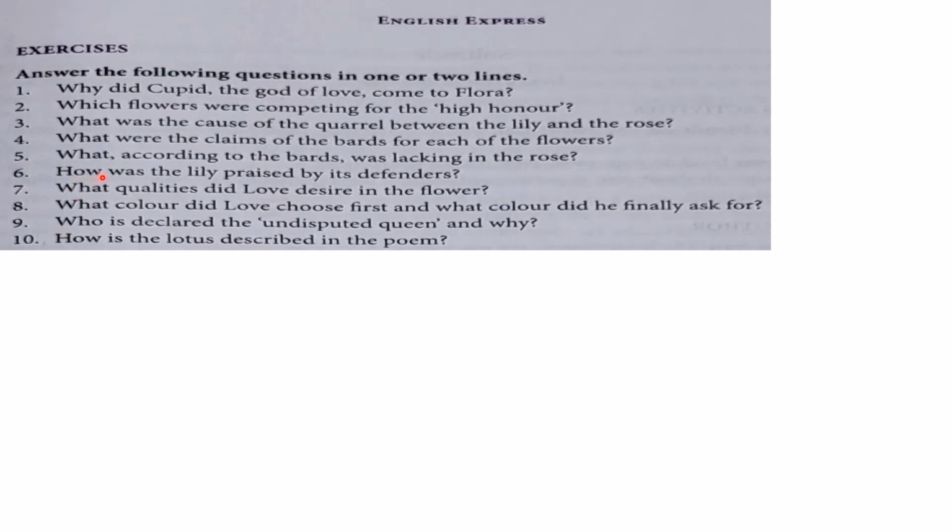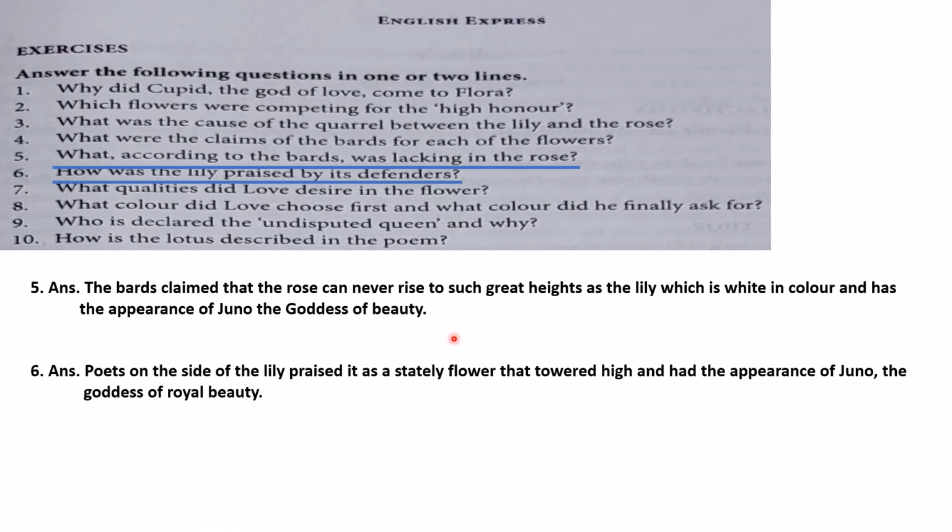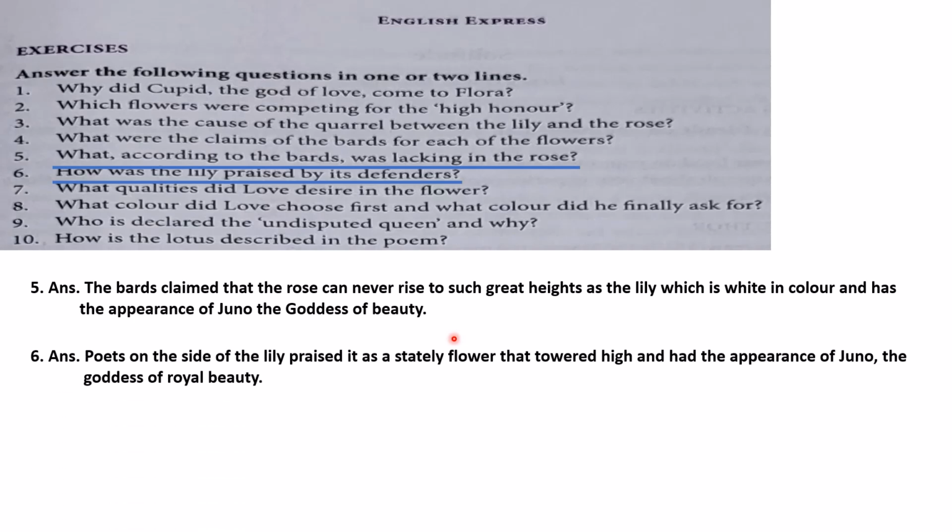So the fifth question, what according to the bards was lacking in the rose? And the answer, the bards claim that the rose can never rise to such great heights as the lily, which is white in color and has the appearance of Juno, the goddess of beauty. So they said it can never match the lily. Then the next question, how was the lily praised by its defenders? Poets on the side of the lily praised it as a stately flower that towered high and had the appearance of Juno, the goddess of royal beauty.